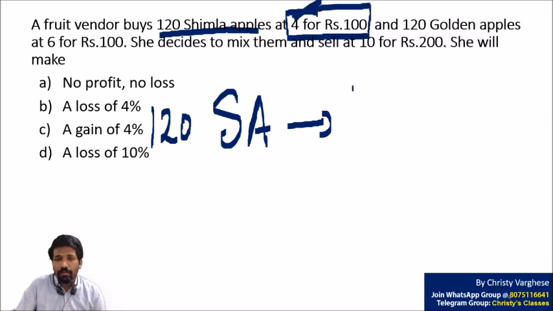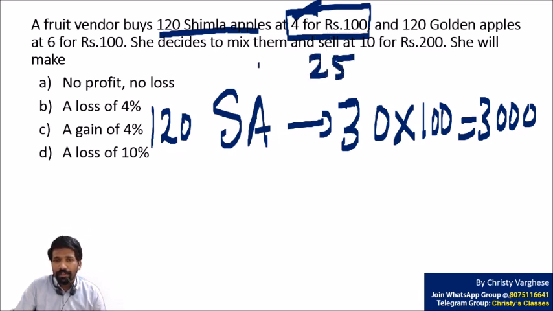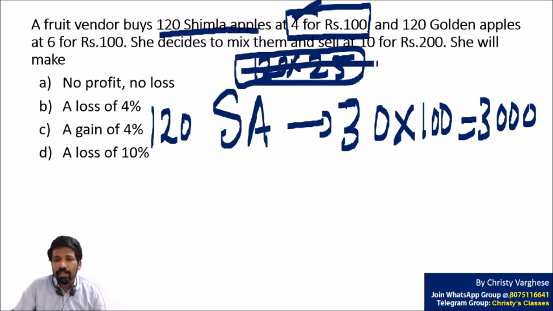One bundle has 4 apples, so 30 bundles are enough. Every bundle costs 100 rupees, so 30 bundles cost 3000 rupees. I'm saying keep it in bundles itself, because if you take the price of 1 apple, you will get 25, and then you have to multiply 120 into 25. 120 into 25 is also 3000, but 30 into 100 is much easier, na? Multiplying with 100 is easier than multiplying 120 with 25.